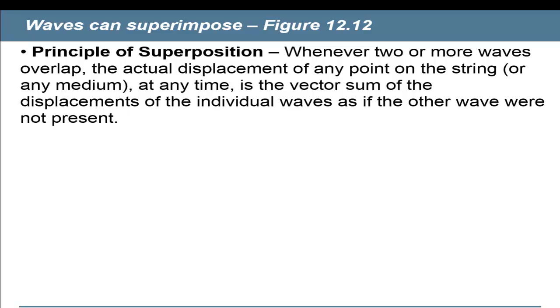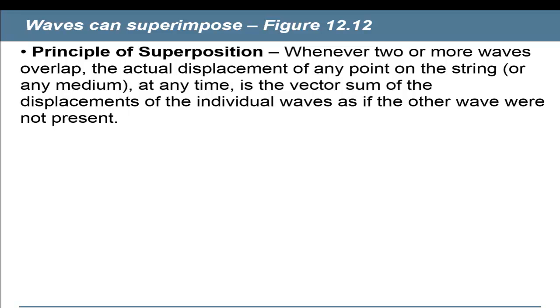So let's say we want to know what happens when we have both an original incoming pulse, and then we also have a reflected pulse moving back on the same string. So we have a couple different waves acting on the string, right? We can use the principle of superposition to determine what the combined wave is going to look like.